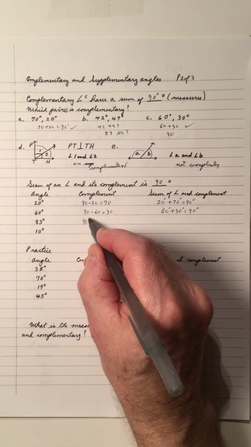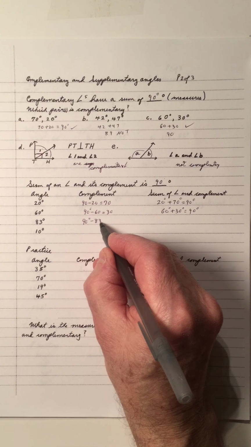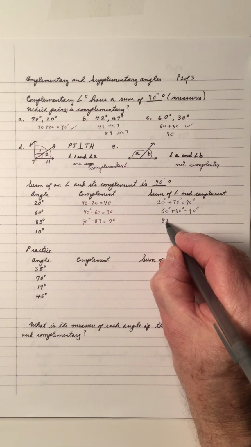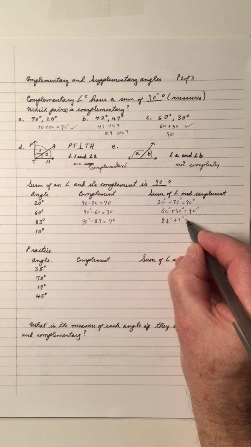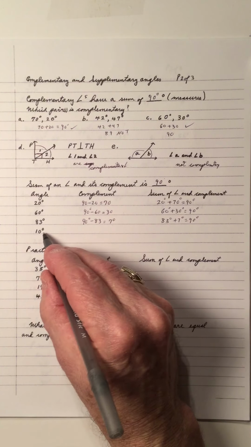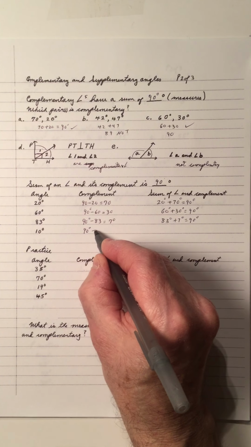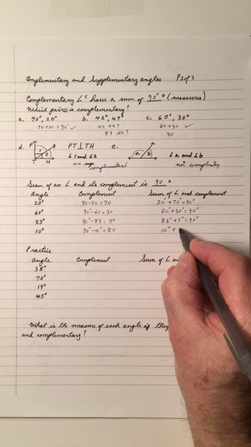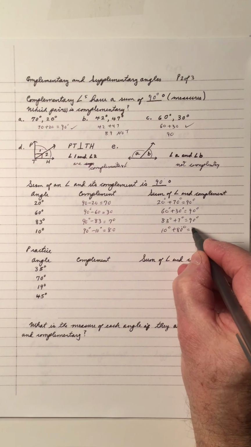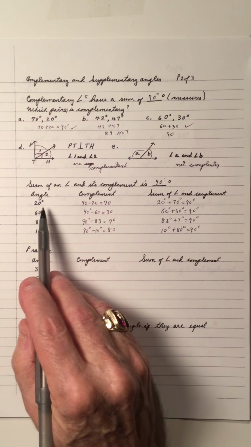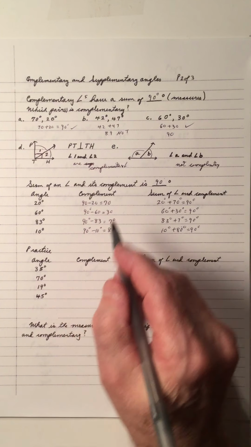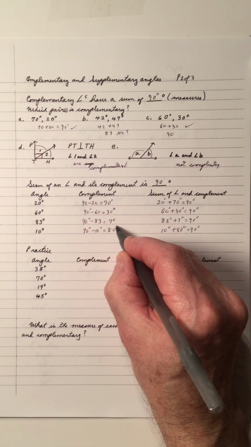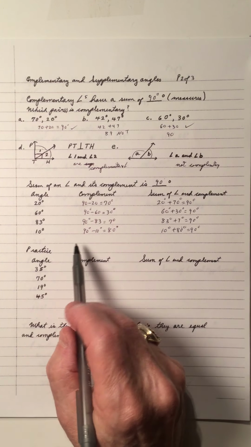If you take 90 degrees and subtract 83, you get 7. So 83 plus 7 gives you 90. If you have 10 degrees, 90 subtract 10 gives you 80. So 10 degrees plus 80 gives you 90. So the complement of 20 is 70. The complement of 60 is 30 degrees. Just make sure, sometimes people don't put degrees in.